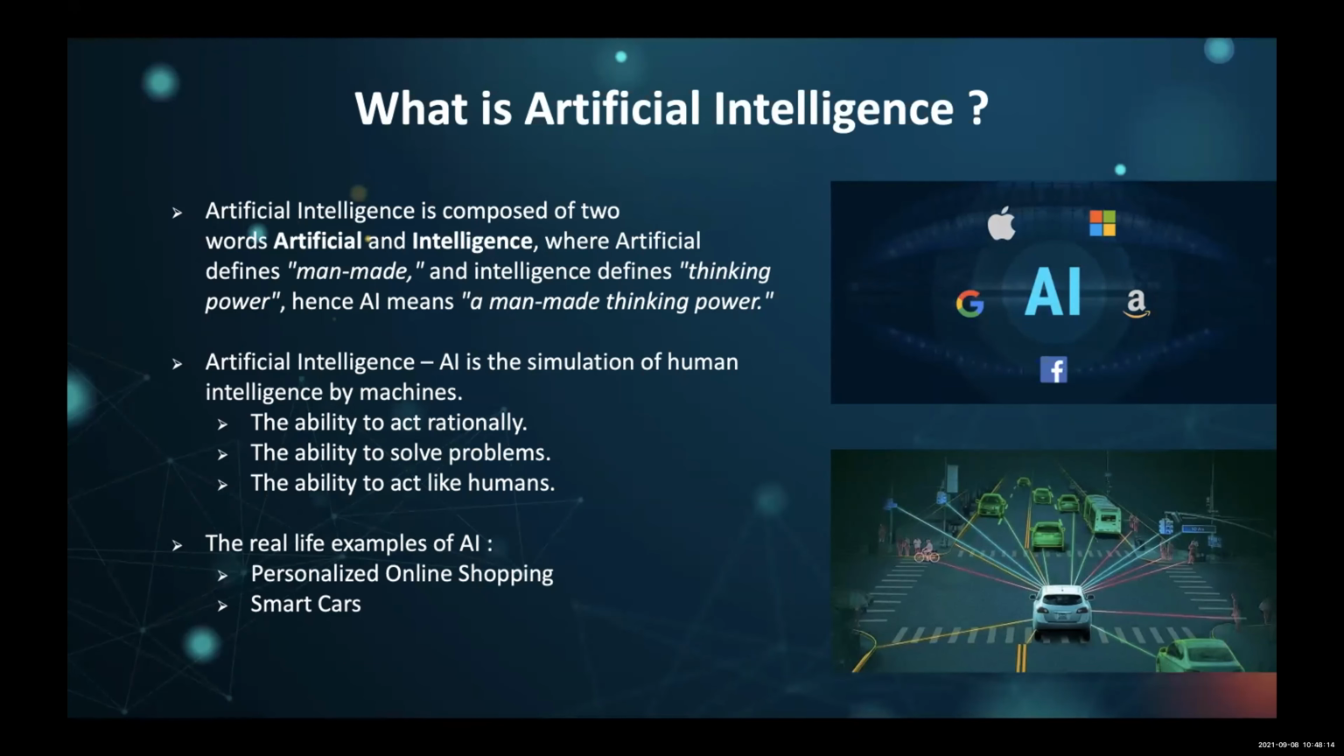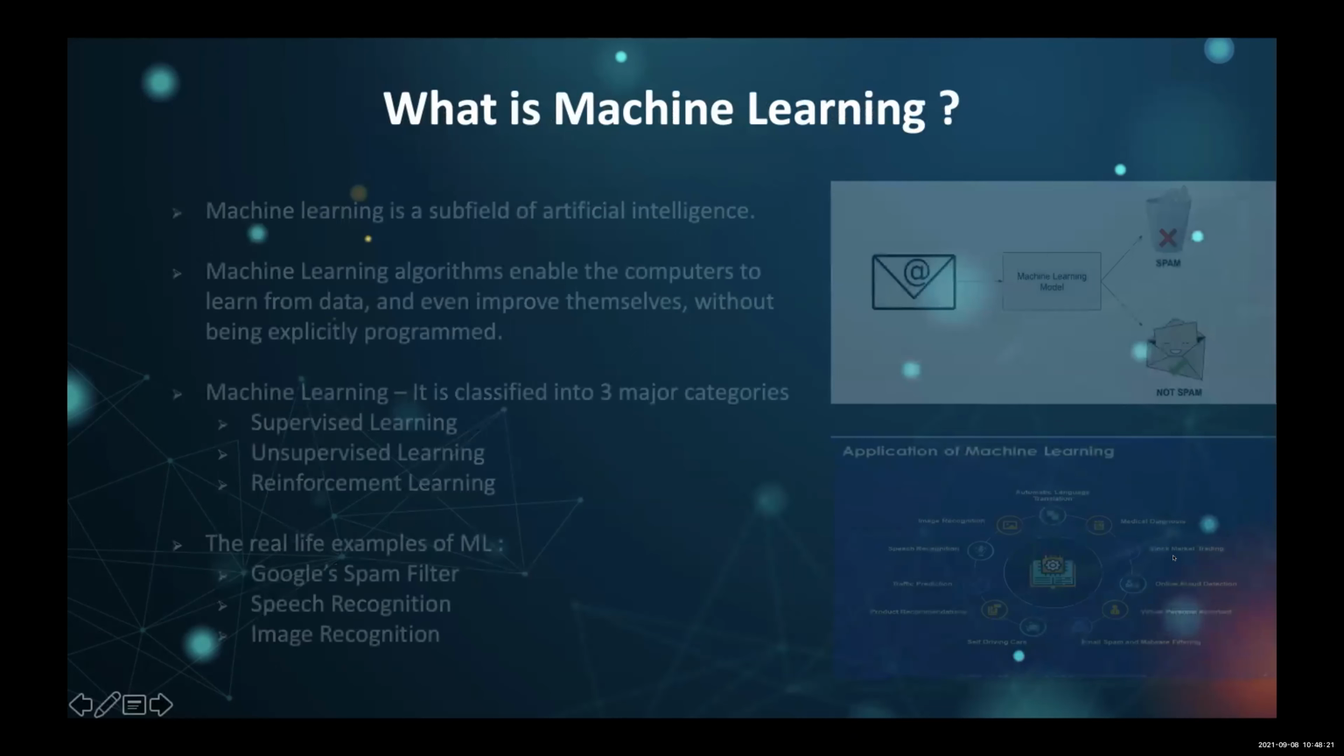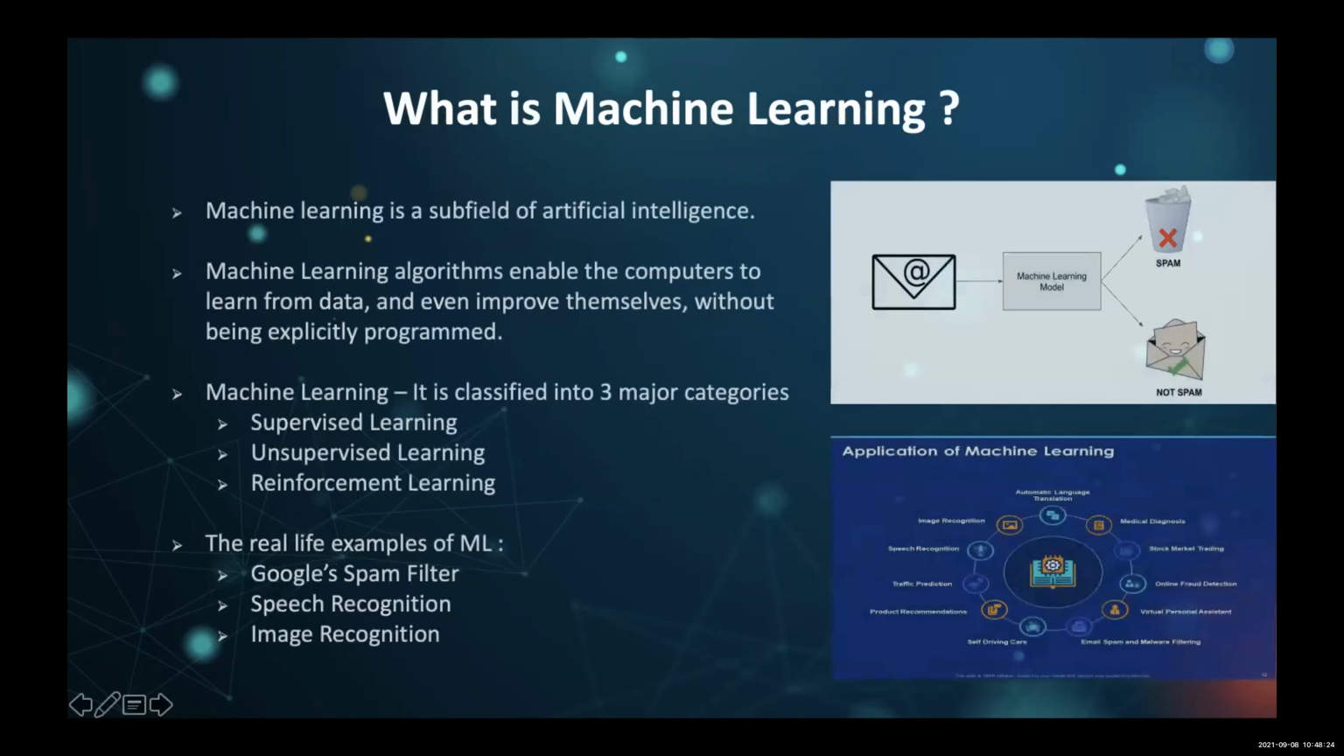Now moving on to machine learning. Machine learning is a subfield of artificial intelligence. What does this mean? Artificial intelligence is a much broader concept which consists of machine learning. So machine learning is what? Machine learning is those algorithms which enable computers to learn from the data and previous experiences without being programmed explicitly. Now, machine learning has 3 major categories. So we must know what these 3 major categories are.